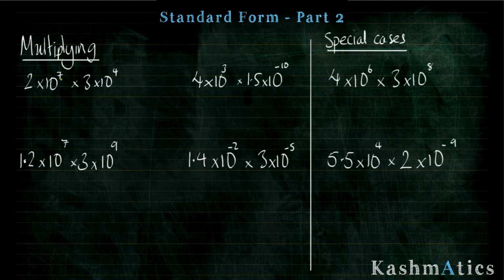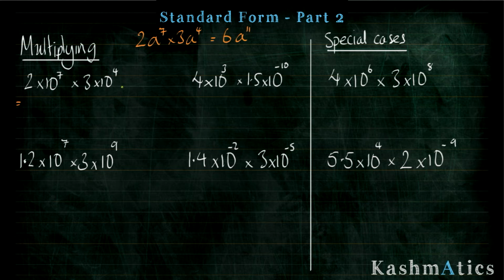So we'll focus on multiplication first. This first sum here, I want you to think of this as 2a to the power 7 multiplied by 3a to the power 4. The answer to that would be 6a to the power 11. So you multiply the 2 and the 3 to give you the 6. A to the power 7 multiplied by a to the power 4, you add the powers to give you a to the power 11.